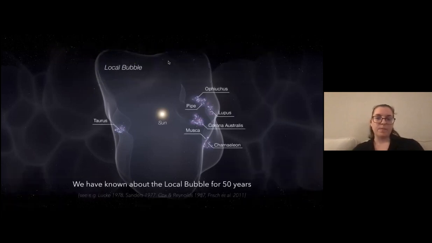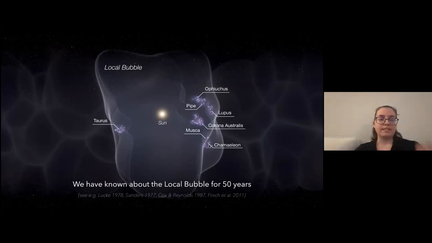So this is the picture that we've been forming. This is essentially all nearby star forming regions within 200 parsecs. You can see them listed here by name: Taurus, Chameleon, Corona Australis. Anyone who studies nearby star formation knows that these regions have been well studied for about 100 years or so. And we find that every nearby star forming region lies on the surface of the local bubble.